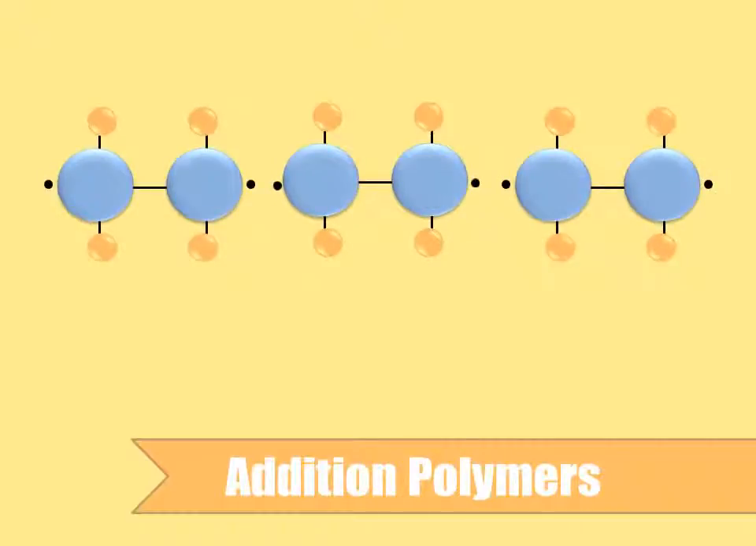The other method is through addition reactions. This occurs with unsaturated monomers. The double or triple bond between the two carbon atoms in the unsaturated monomer reacts to form a new covalent bond with other nearby molecules. This creates a long addition polymer chain. For example, Teflon.